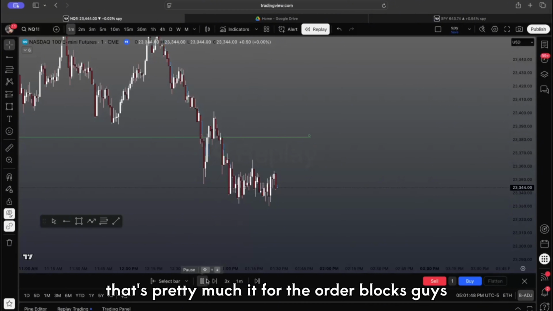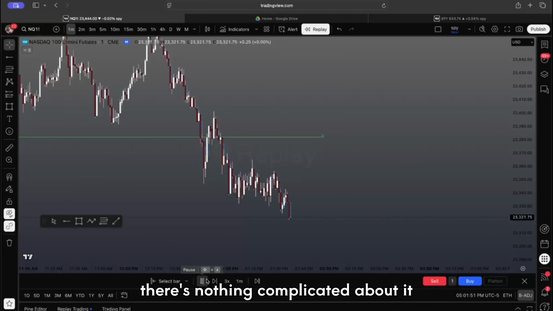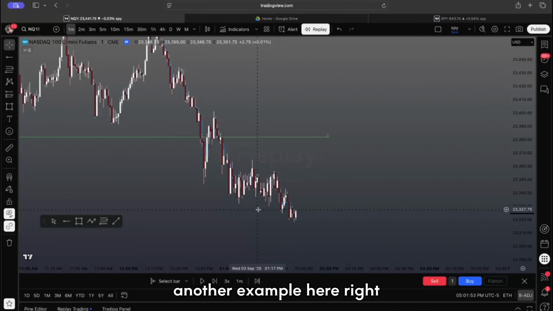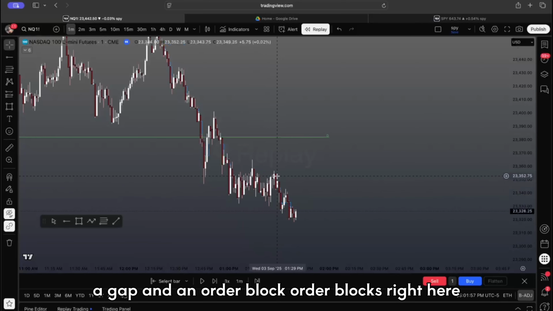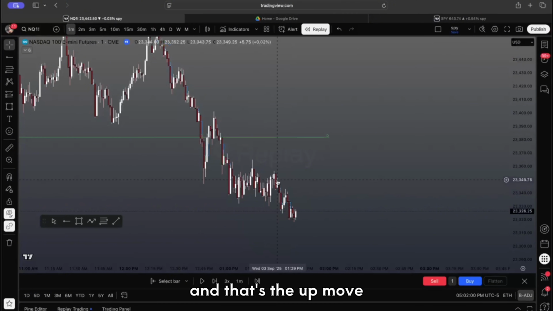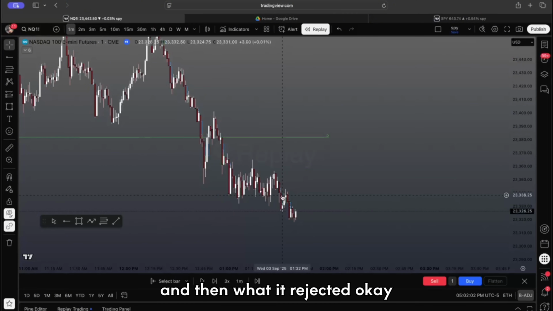And that's pretty much it for the order blocks, guys. There's nothing complicated about it. Another example here, right? We broke below the low. The trend is bearish. What did it leave behind? A gap and an order block. The order block's right here. And that's the up move that created the break and the gap here. And then what? It rejected.